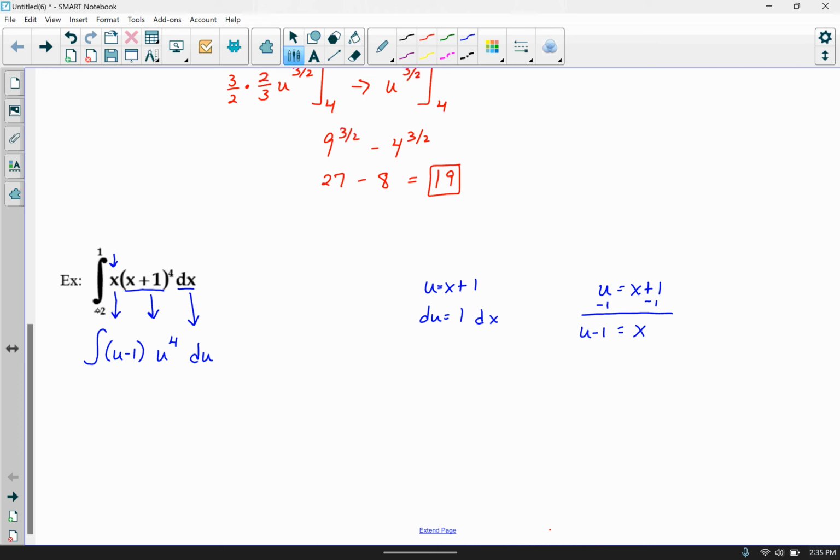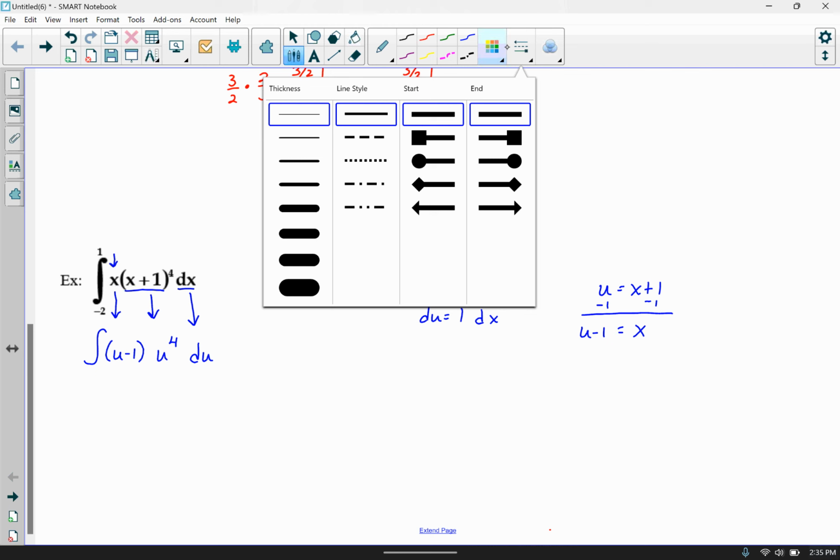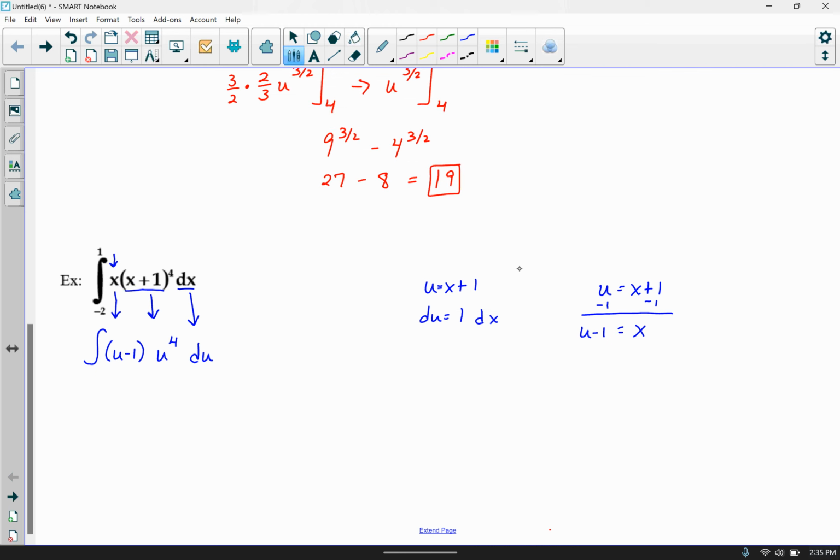Let's get our new limits of integration. If I put in my upper bound as 1, then I would have 1 plus 1. Obviously, that's going to give me 2, so the new upper bound is 2. The lower bound is negative 2, so I have negative 2 plus 1, which lands me at negative 1. So I'll be looking at this from negative 1 to 2. I'm not quite ready to take my integral yet, though, because I need to be able to use my power rule. So let's take that u to the fourth and distribute it through.